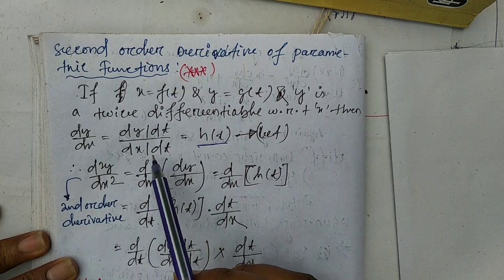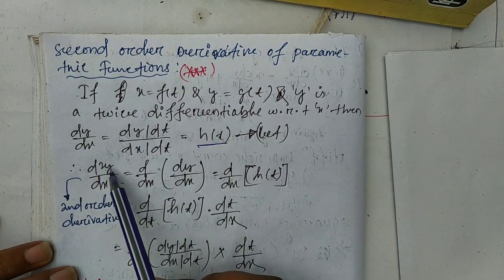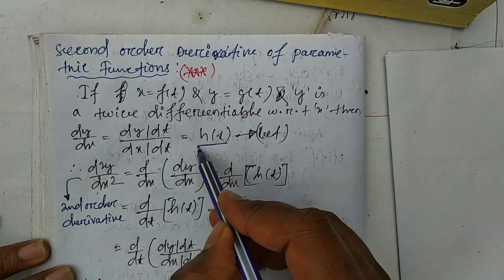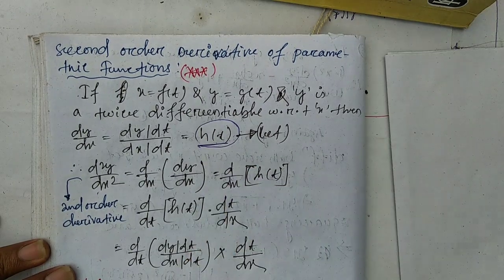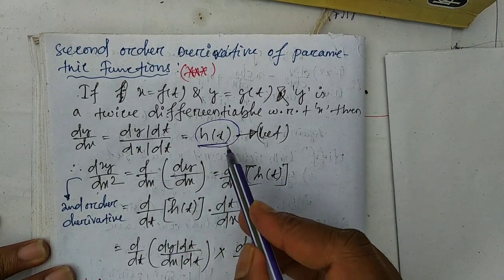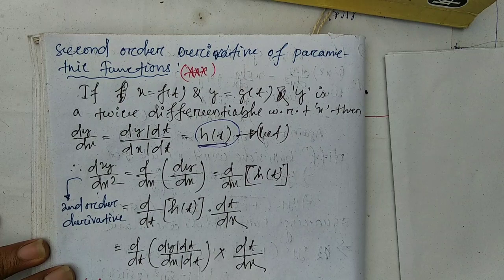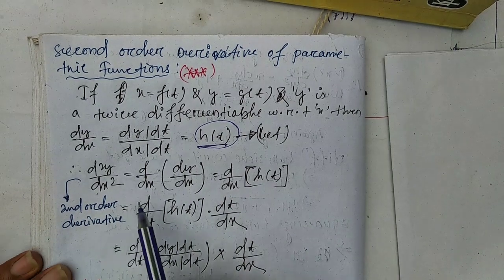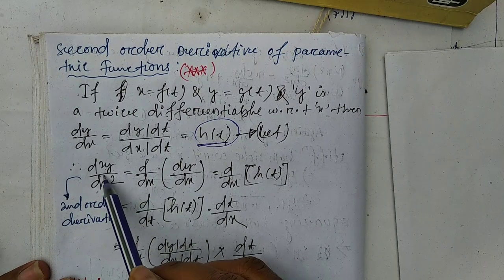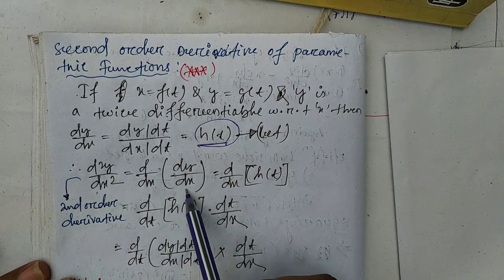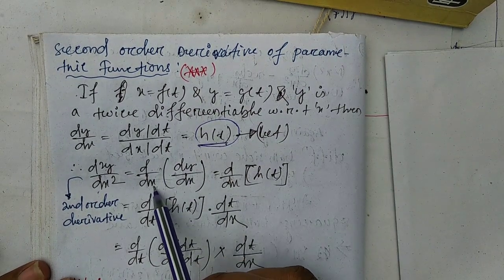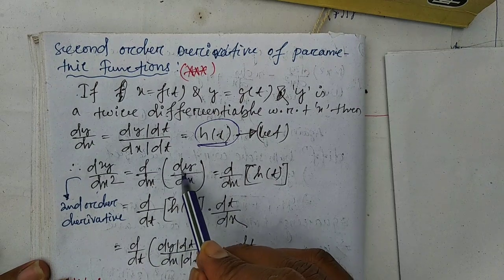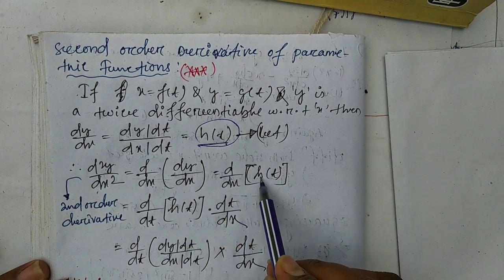But in order to obtain the second derivative, that is d square y by dx square, we have to differentiate h of t with respect to x. But this is a function of t. Then we have to go for the chain rule, that is, we have to differentiate with respect to t, and again t with respect to x, that we have done here. So how do we differentiate this one? That means the first derivative will be differentiated with respect to x. Just put the value of the first derivative, that is h of t.